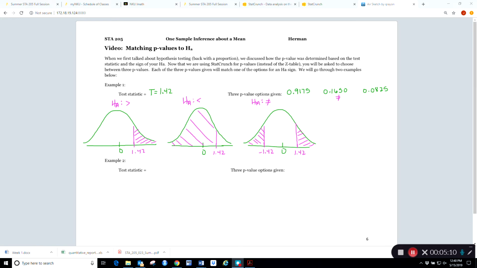So now I can go ahead and give you all my p-value answers. The one here on the far left with the greater than sign is going to be our smallest p-value of the 0.0825.